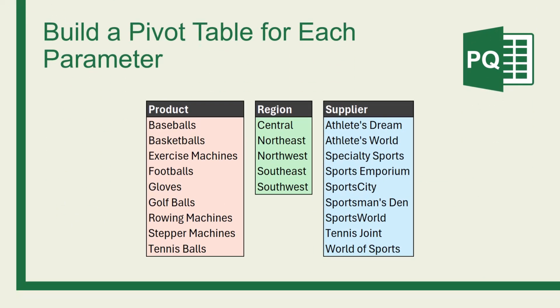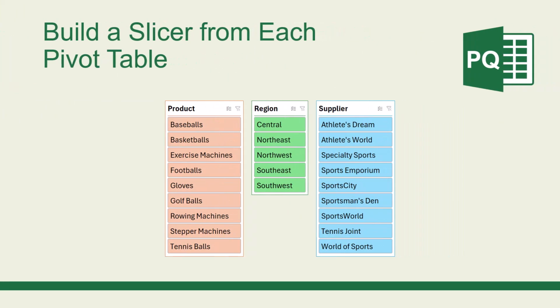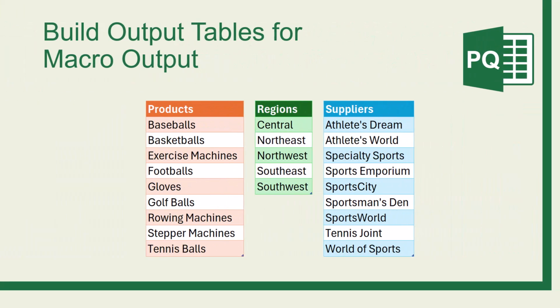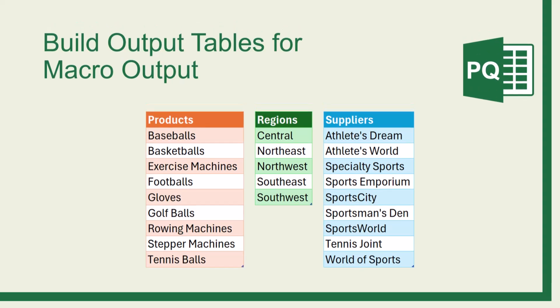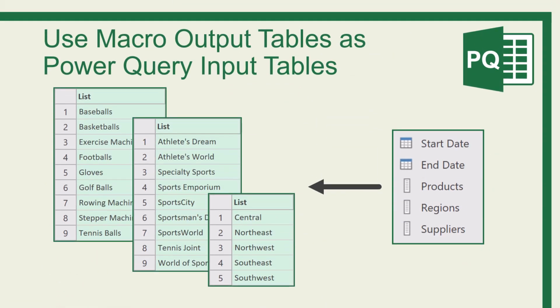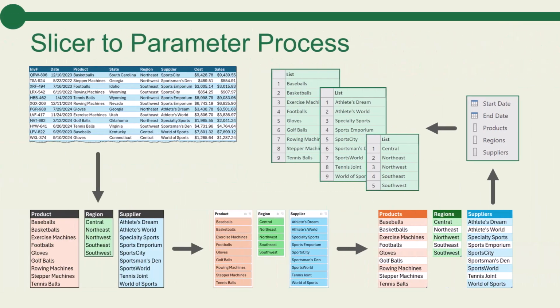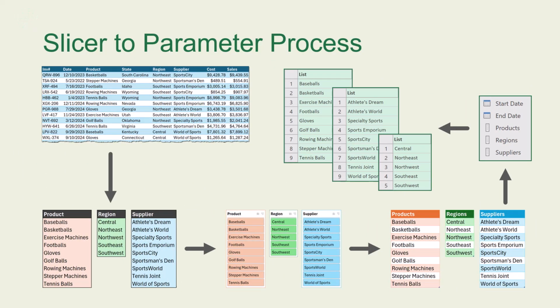We'll build a pivot table for each item we want to use as a parameter. We'll build a slicer from each pivot table, build the output tables from the macro, and then use the output tables from the macro as Power Query input tables. So it's a bit of a roundabout journey to get there, but if you're willing to put in the effort, you will end up with something that is actually quite cool.